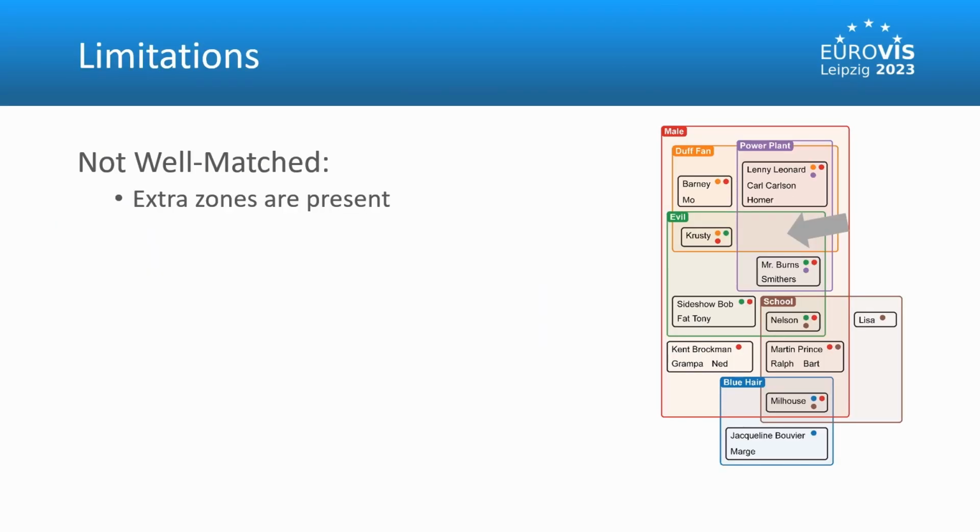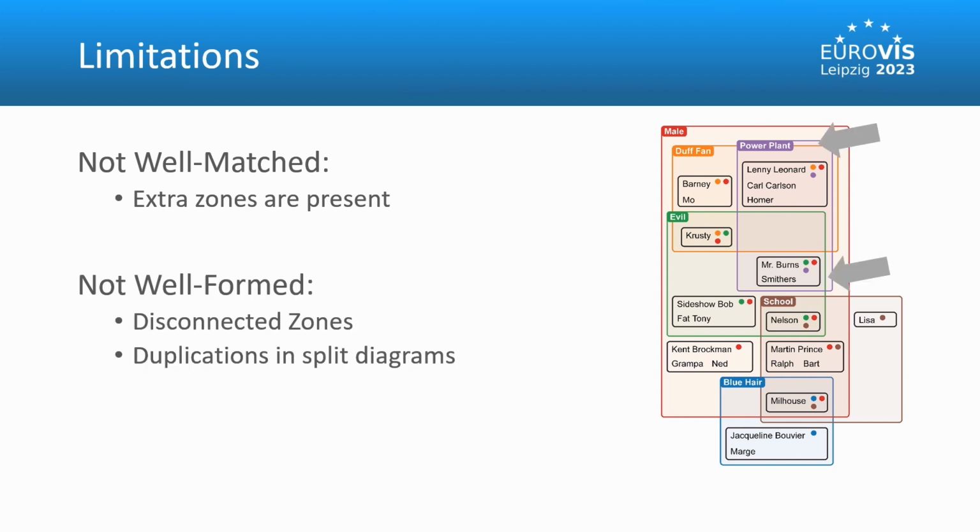While our method is capable of generating clear rectangular Euler diagrams for a wide variety of datasets, it also has its limitations. As it introduces empty unwanted intersections, it is not well matched. Additionally, it is not well formed as zones might get disconnected. If the dataset is not representable by a single rectangular Euler diagram, sets are duplicated.